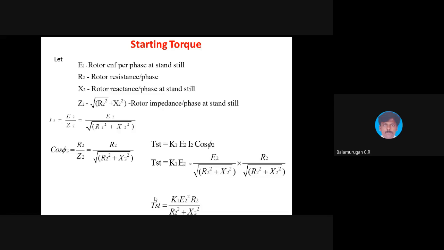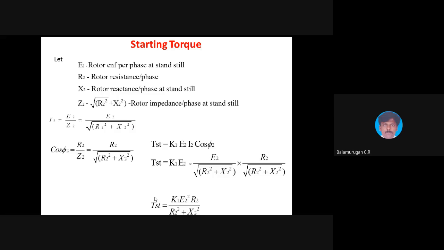If this N value goes on increasing from 0 to, suppose, 1470, what will happen to this slip value? This slip value will start to reduce from 1 to 0. When the slip is equal to 1, the speed will be 0. When the slip is equal to some 0.1, the speed will be maximum. This is the relationship between the slip and the speed.